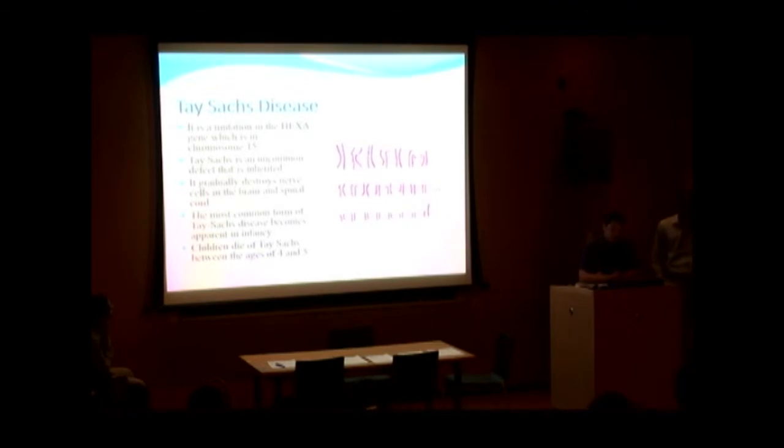Tay-Sachs is an uncommon defect that is inherited. It gradually destroys the nerve cells in the brain and in the spinal cord. The most common form of Tay-Sachs disease becomes apparent in infancy, and children die of Tay-Sachs between the ages of 4 and 5.